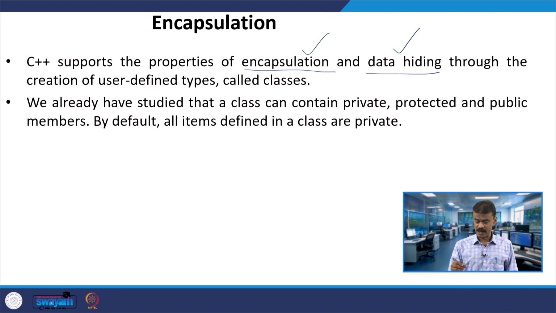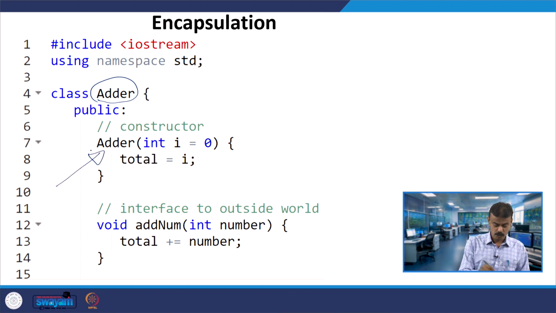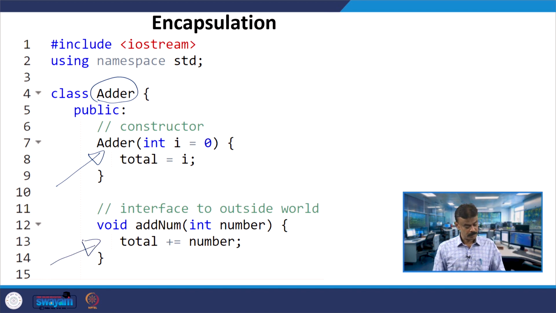In fact, we already talked about private, protected and public, if you recall. The default, if I am not mentioning anything, is considered private. Now we will see an example. What do we mean by encapsulation? Let us consider a class Adder. You have the constructor Adder(int i = 0) with total equal to i. Then you have another function, add number, and that is also public.